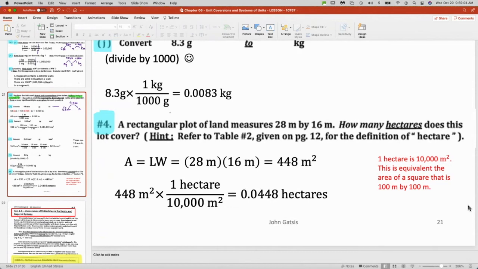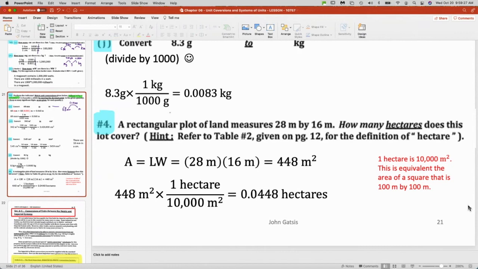If you've ever done track or anything like that, or if you watch the Olympics, like Usain Bolt doing the 100 meters, you have 100 meters, which is basically the length of a track, just the straight part of a track though, not the curve. So if you were to trace out a square that's 100 meters by 100 meters, that's a hectare.